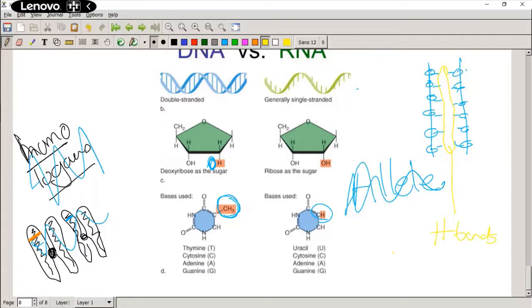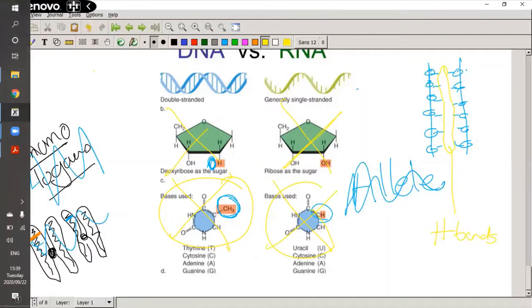Now you do not need to know the structure of the bases. The only reason I showed you the structure of the bases is that I need you to see that there's a difference between thymine and uracil, and that there's a difference between the deoxyribose sugar and the ribose sugar. But as for the structure, you do not need to know that. It's not important to the work that you need to know for life sciences.